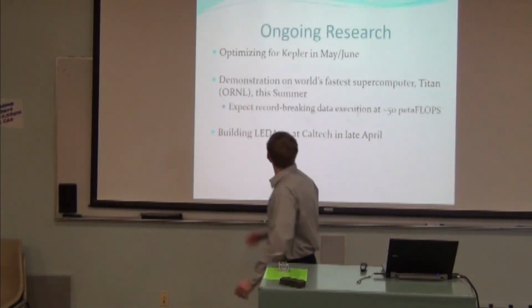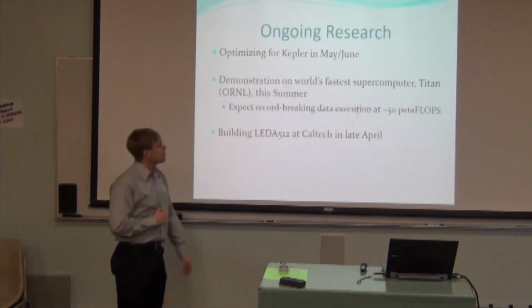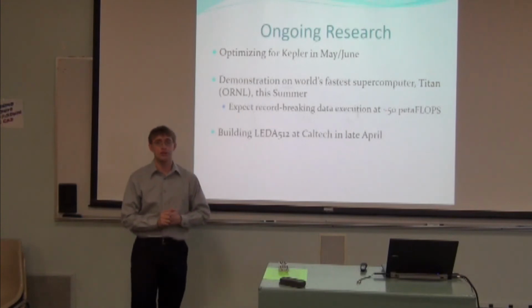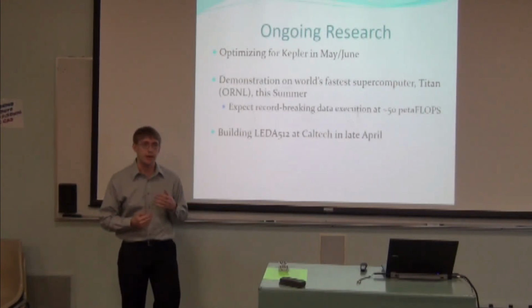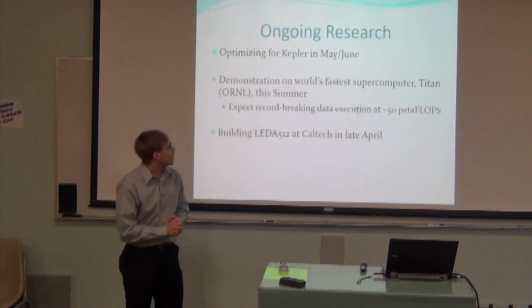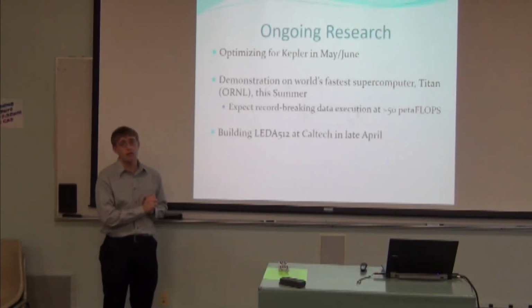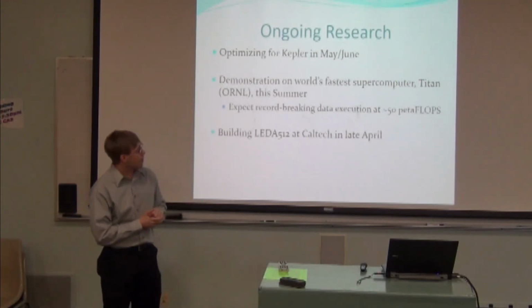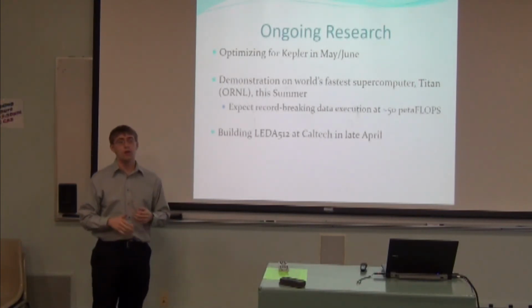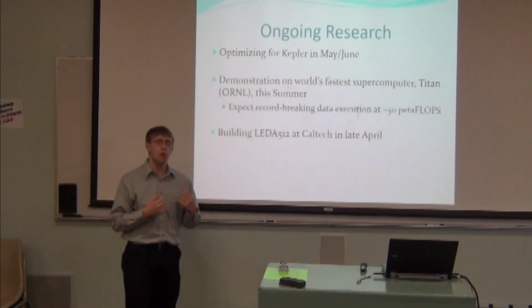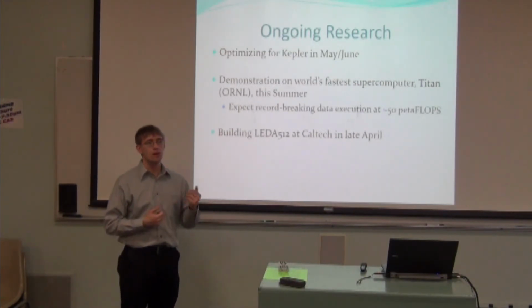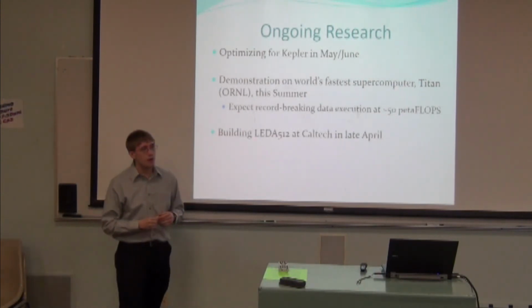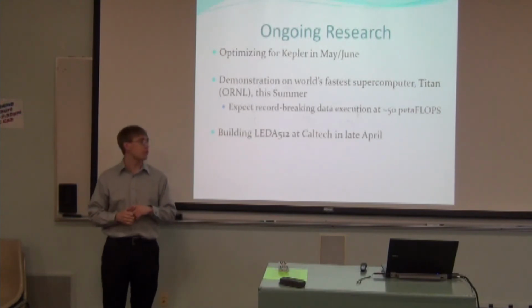Ongoing research involves optimizing for Kepler in May and June. So this summer, this software will be adapted for the newer architecture, the newer graphics cards, which run on NVIDIA's Kepler architecture. And there's also a demonstration planned on the world's fastest supercomputer this summer. The world's fastest supercomputer is now Titan, which is one of the first GPU-CPU supercomputers. And right now it's classified as the fastest supercomputer.